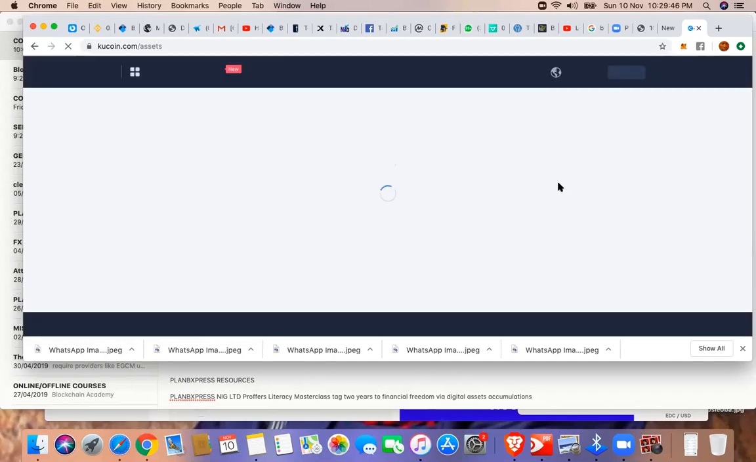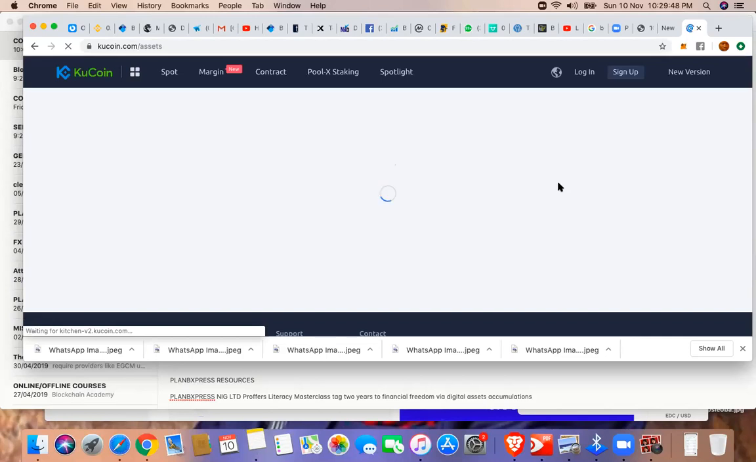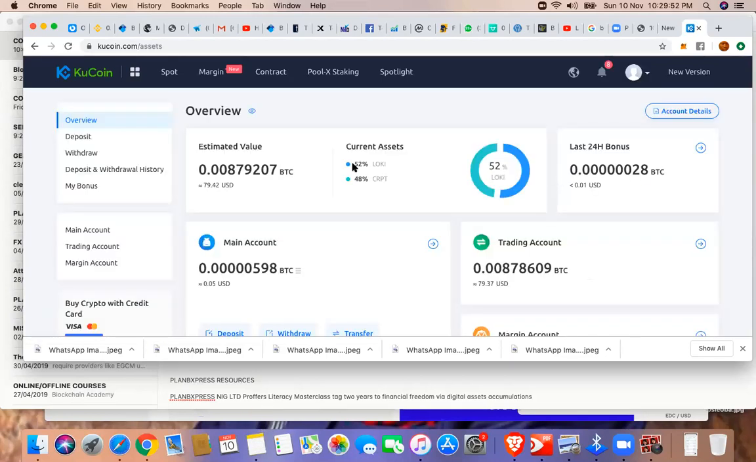because sometimes somebody wants to trade and he has funded his account, and the money was actually in his back office, in his KuCoin, and he got to the spot, and then he couldn't find any money. He was like, what's happening? I can't find any money here. Because he has not moved it from the main account to the trading account.